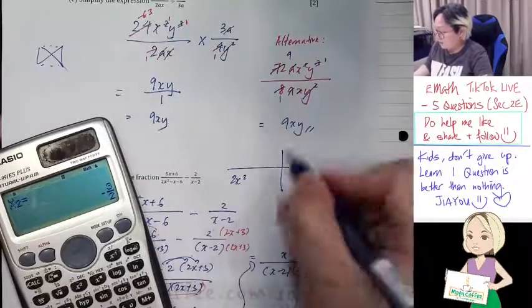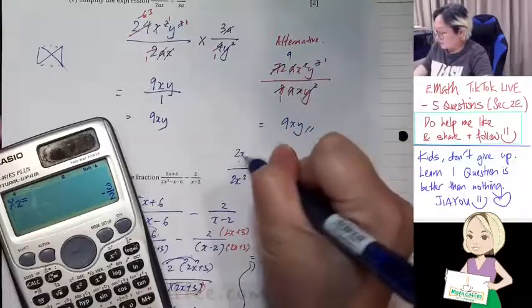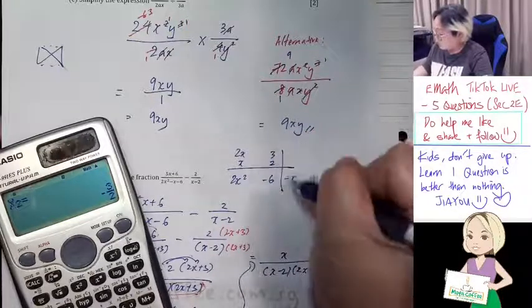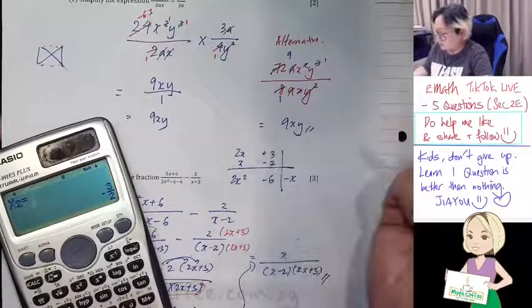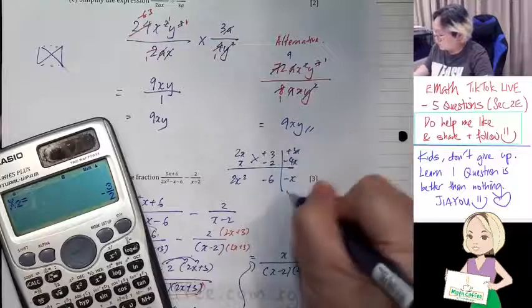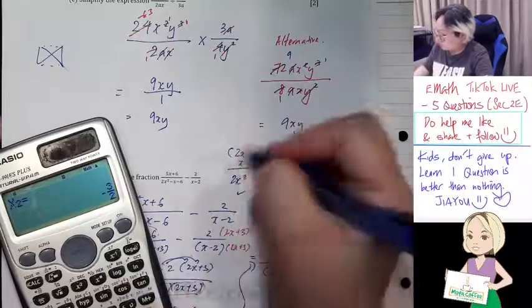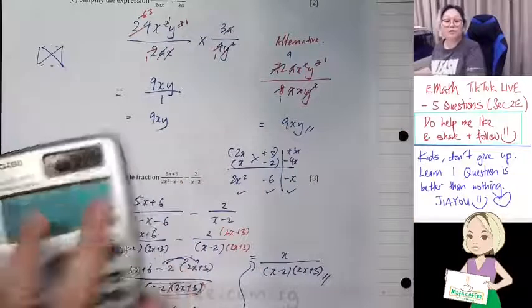2x squared minus 6 minus x. Here is 2x and x. This is 3 and 2. So I want to get minus x. This one is minus, this one is plus, so I get minus 4x. This is plus 3x. So the columns are correct. Then we know it's 2x plus 3 and x minus 2. This is the official way to do the cross method.